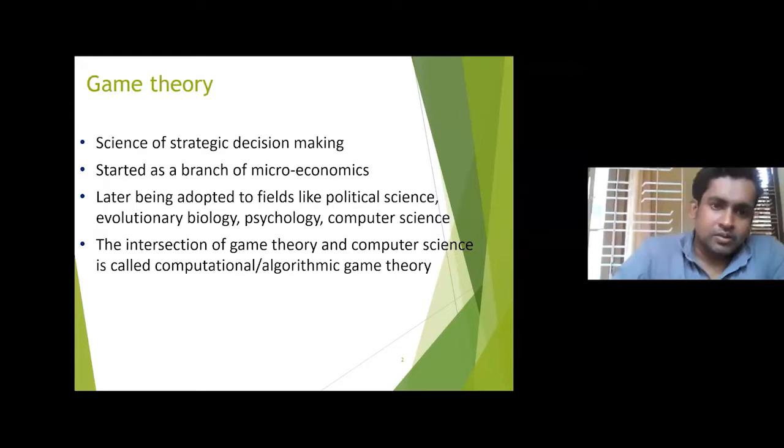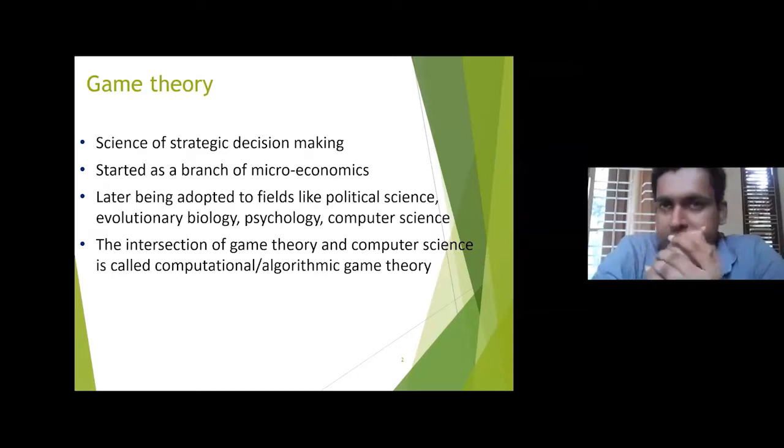When you hear the term game theory, even though the phrase game is used there, it's not really about computer games or anything specifically, but of course you can apply game theory in computer games as well. Basically it's about strategic decision making.